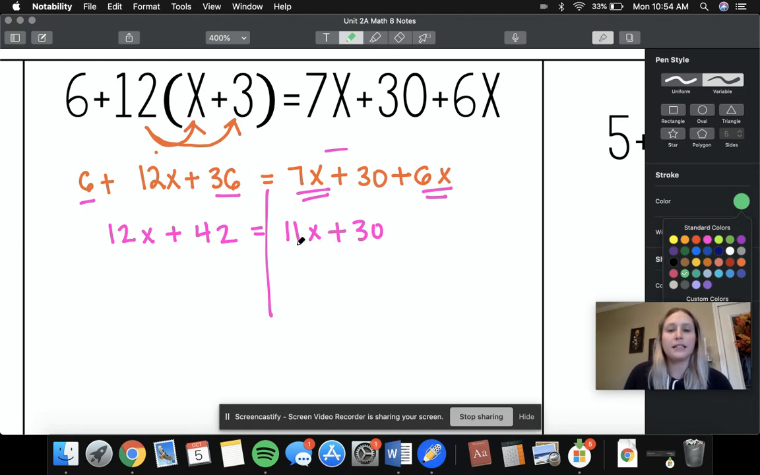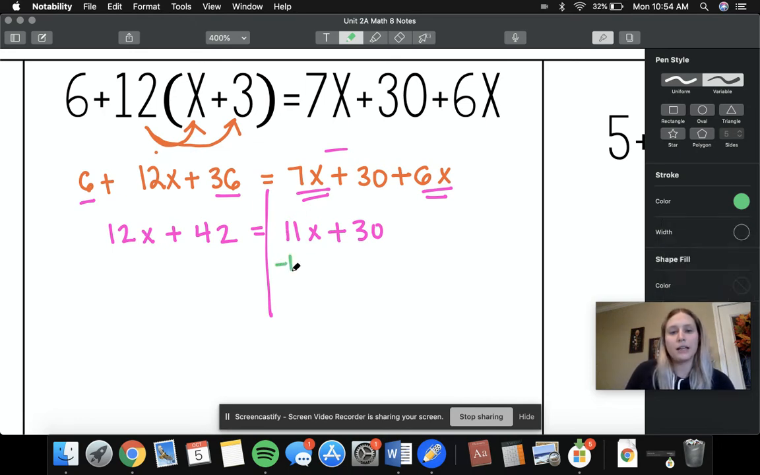Now I need this x to be on one side because I've combined everything that I could. So the opposite of a positive 11x is a negative 11x, so make a 0. 12x minus 11x would be 1x. 1x plus 42 equals 30.